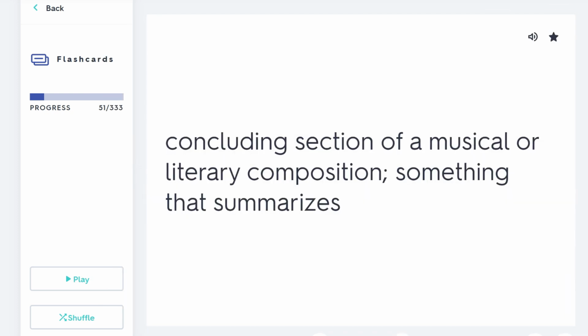Coda. The concluding section of a musical or literary composition, something that summarizes. The coda of his argument was the most rousing and the most convincing. That's when he really convinced the jury. Coda, the concluding or summing up section of a literary or musical piece.